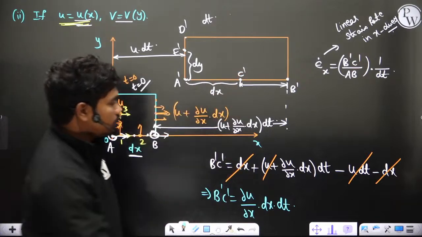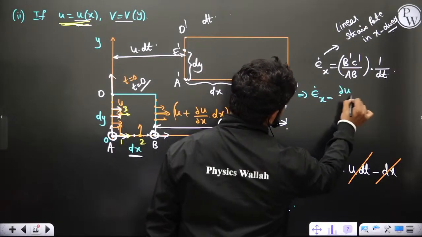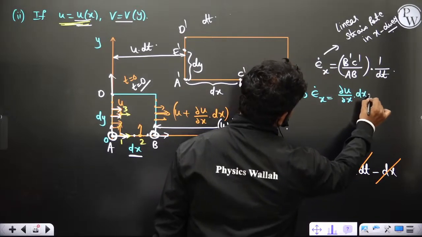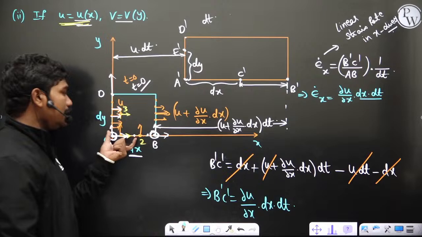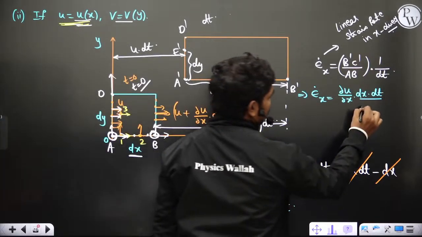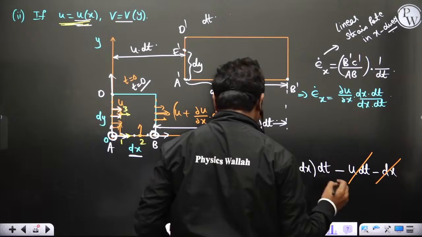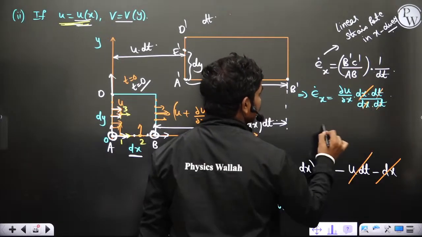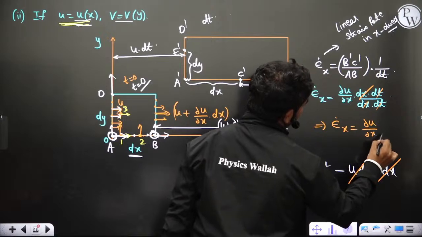If you replace it here, we get the strain rate in x direction is equal to dou u by dou x dx dt divided by AB. What is the length of AB? Initially, the length is dx, and this dt is in the denominator. So if you simplify this, we get epsilon dot x is equal to dou u by dou x.